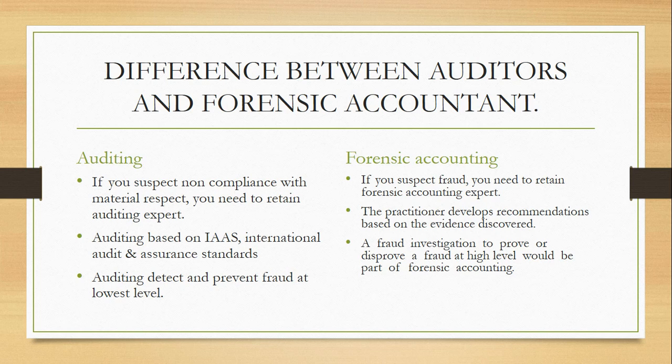In forensic accounting, the practitioner develops recommendations based on the evidence discovered, while in auditing, the auditor may develop recommendations based on the international auditing and assurance standards, or international financial reporting frameworks, or generally accepted standards. Auditing detects and prevents fraud at the lowest level, but in forensic accounting, a fraud investigation to prove or disprove fraud at a higher level would be part of forensic accounting.